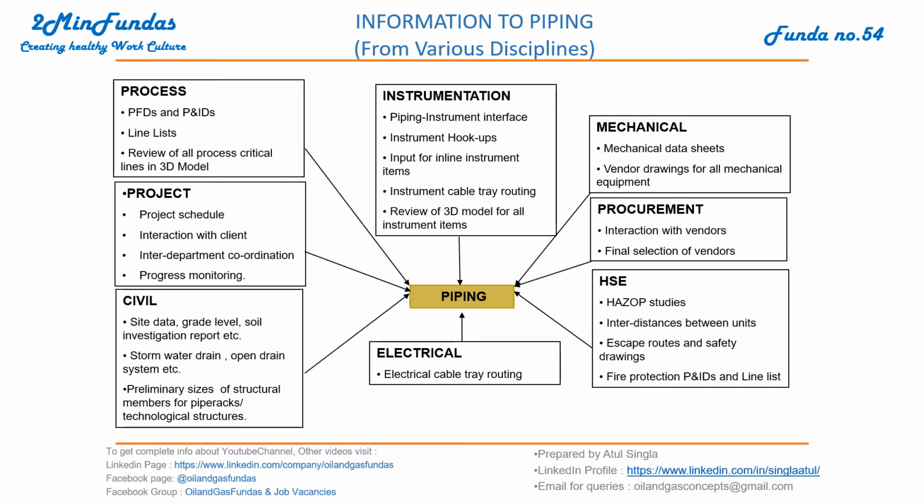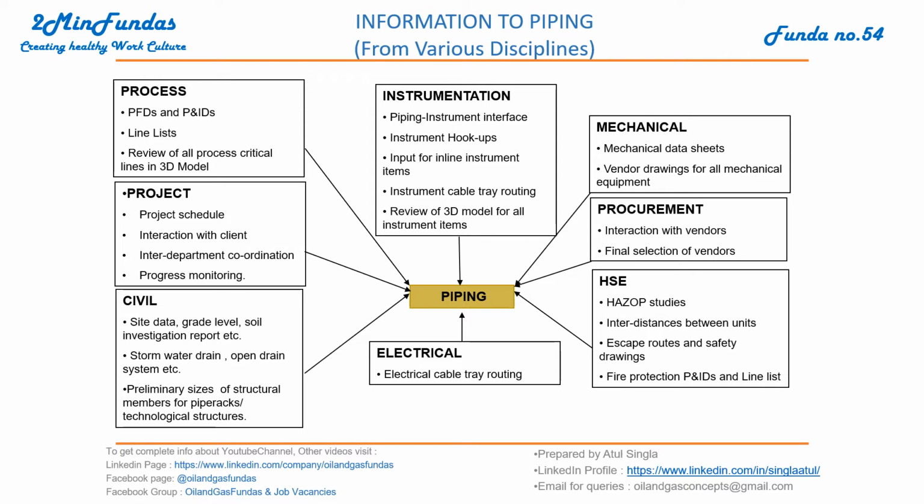First of all, they have to give the process flow diagrams, PFDs, and process and instrumentation diagrams, P&IDs. Okay, this is the basic document which the piping department requires before starting any of the activities. Along with this, they require the line list and review of all process critical lines in the 3D model. Okay, the process team gives these three major inputs to the piping discipline.